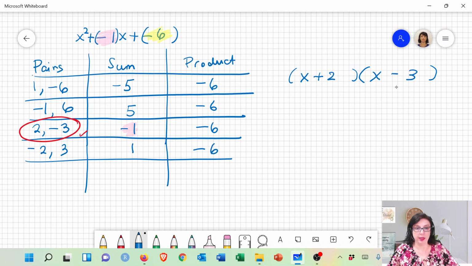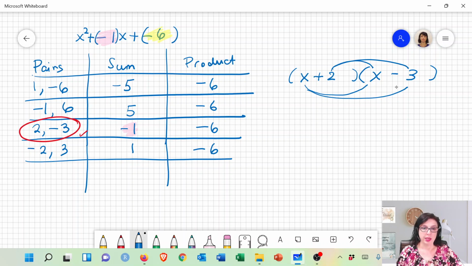Now to check, you're going to do the FOIL. So you're going to do x squared minus 3x plus 2x minus 6. You will see that that matches the original expression. And so then that would work.